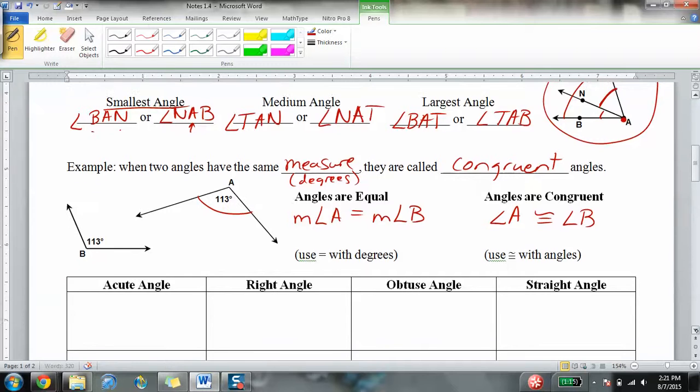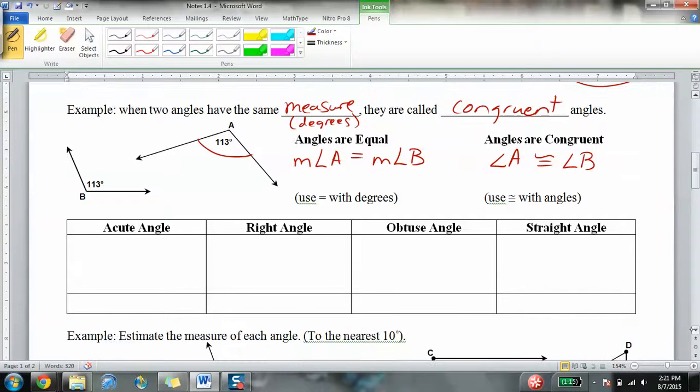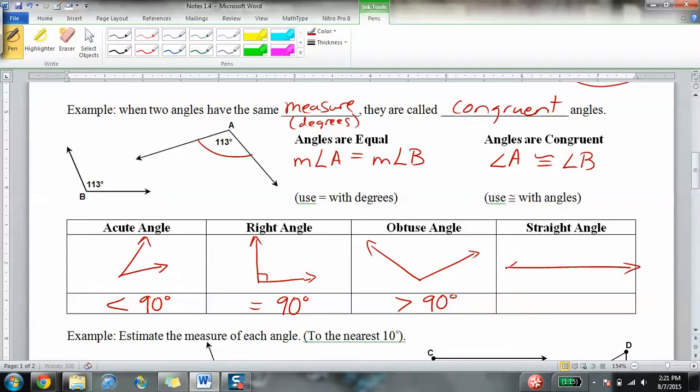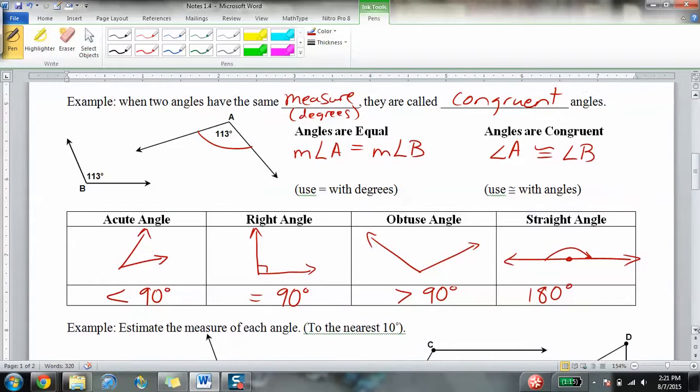So we've got different types of angles. The first is an acute angle. An acute angle is less than 90 degrees, and it would look something like this. A right angle is exactly 90 degrees. You've probably heard that term before. So that is equal to 90 degrees. An obtuse angle is greater than 90 degrees, and a straight angle is a full 180 degrees. It's a straight line, basically.